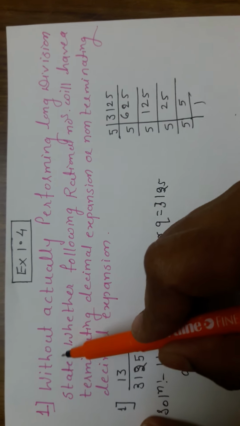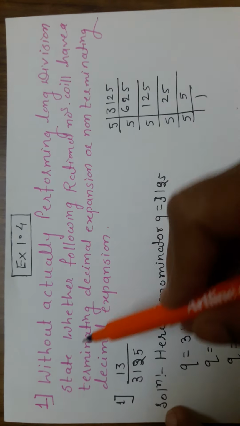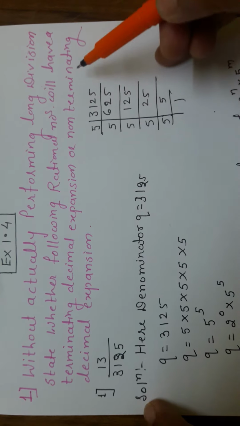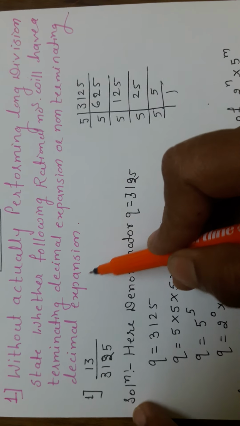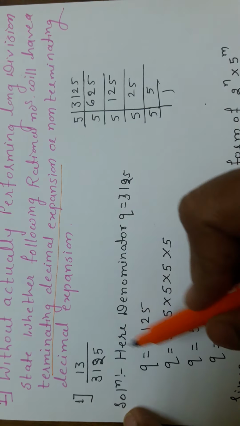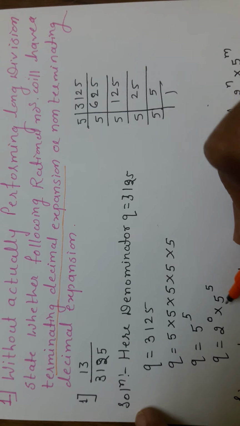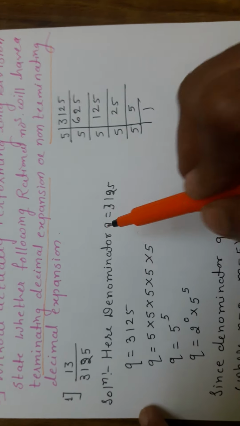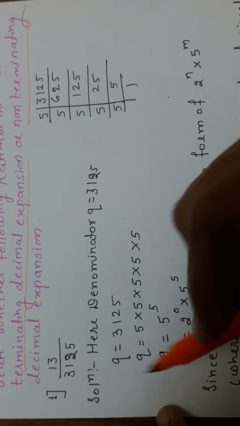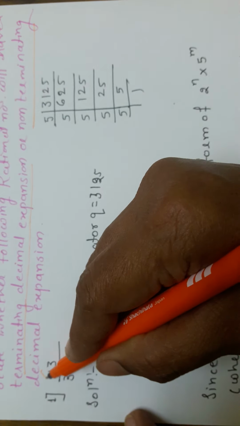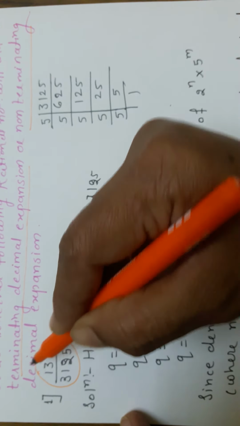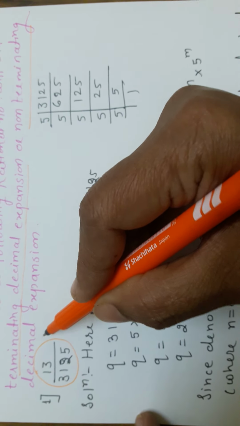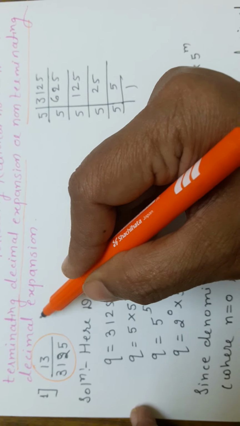They have asked here, without actually performing the long division, state whether the following rational numbers will have a terminating decimal expansion or a non-terminating decimal expansion. Terminating means the denominator is in the form of 2 raised to the power n into 5 raised to the power m, and non-terminating means the denominator is not in that form. We will see the examples one by one. One thing is very clear here, that is numerator and denominator have no common factor. If a common factor comes, then we have to remove that common factor by dividing by the same number.